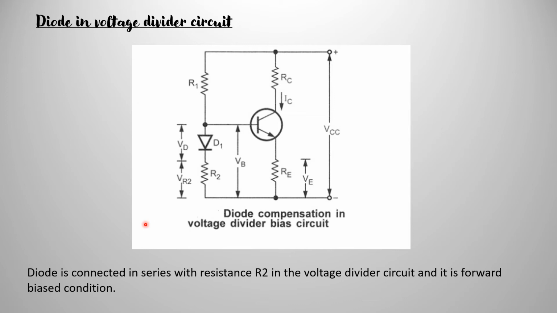Now next we move on to diode and voltage divider circuit. So here a diode is used to compensate for the changes in VBE. There is a diode that is attached in series with the resistance R2 in the voltage divider circuit, and the diode is in the forward biased condition. This is another resistor R1. Then we have RC connected to the collector terminal, RE connected to the emitter terminal, and this is VB, that is VE, and VCC is the output terminal. Now let's move on to the derivation part.